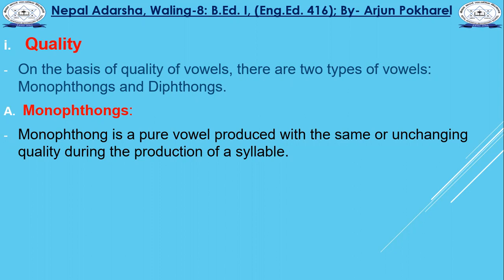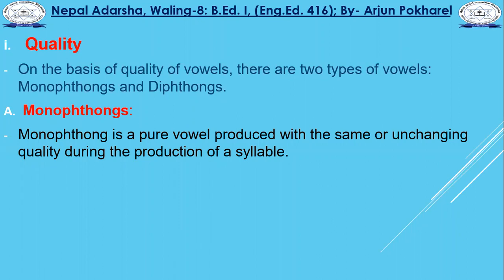Okay, there is no noticeable quality change during its production. So, how many monophthongs are there in English? There are 12, as I told you before, 12 monophthongs in English. If there is no change in the quality, then there is no glide. Gliding does not take place while producing monophthongs, but while producing diphthongs, the gliding takes place.